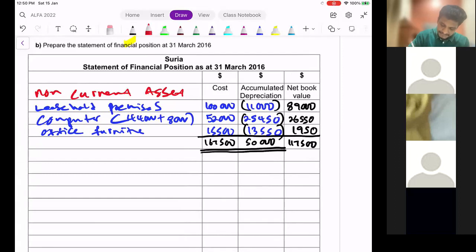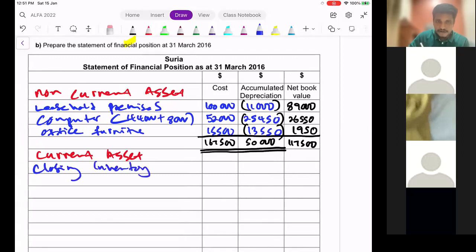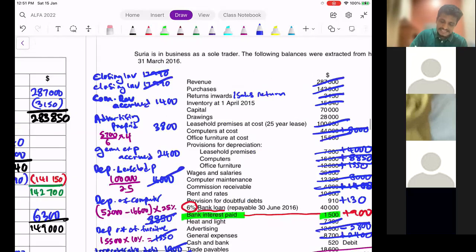After that, we have the current assets, very fast one. The first current asset that you always write, if the question has it, you must write the closing inventory. Others you can mix around, but first you write closing inventory. Always make it a habit. So your closing inventory is 17,990.